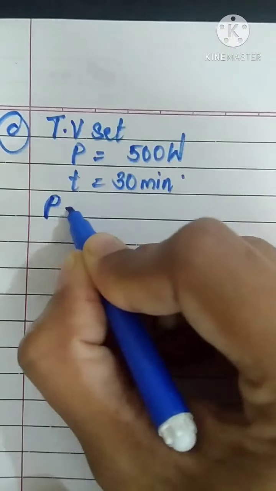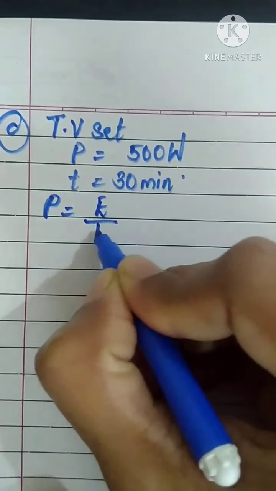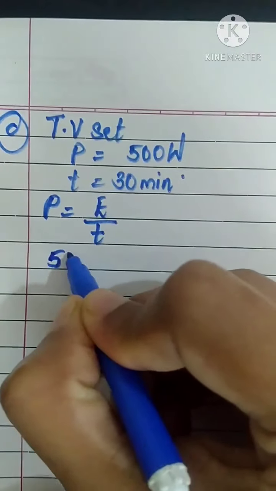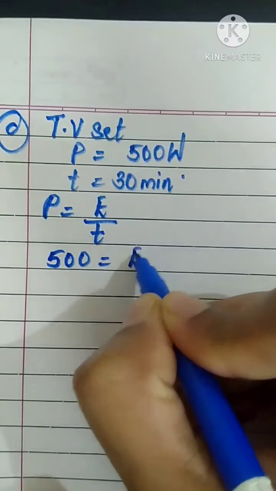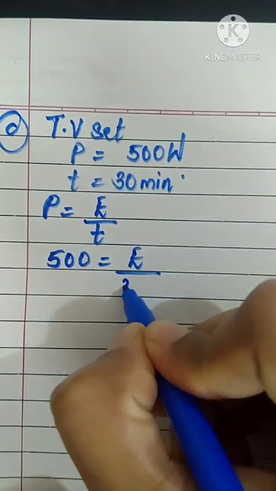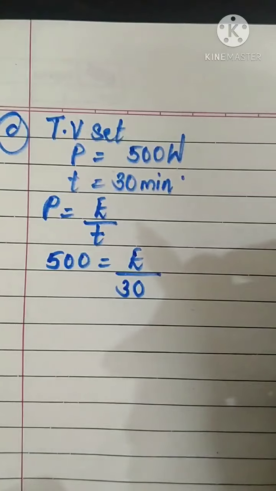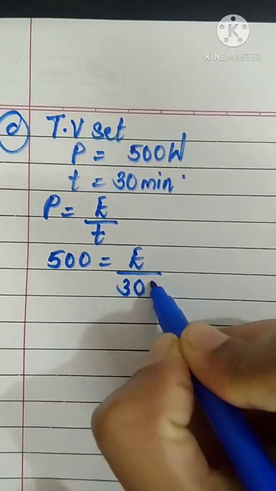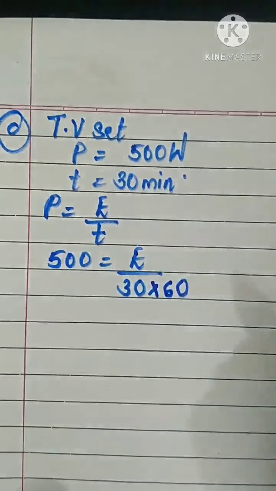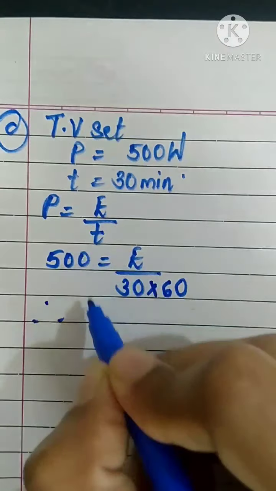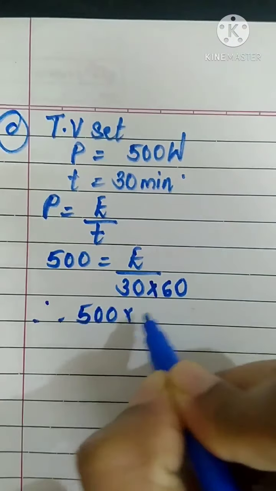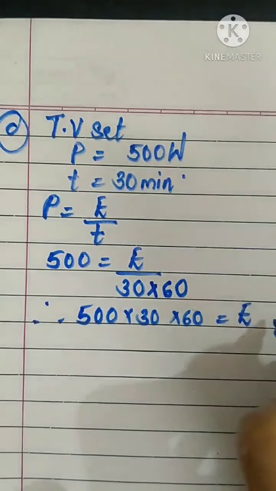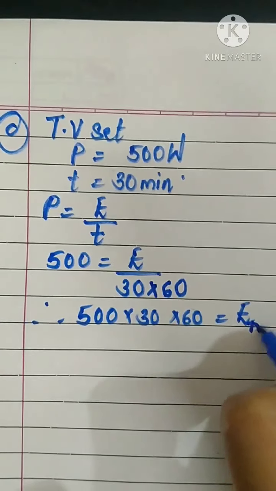The formula is power is equal to electrical energy per unit time. This is energy. So power we have for the TV set, it is 500, and energy we don't know, that is what we have to find, and time given is 30 minutes. Now minutes we will convert into seconds. Into seconds means 30 into 60. So therefore all these numbers will go to the opposite side. 500 into 30 into 60 is E, energy, E1. Energy for TV. If you want, you can write TV.